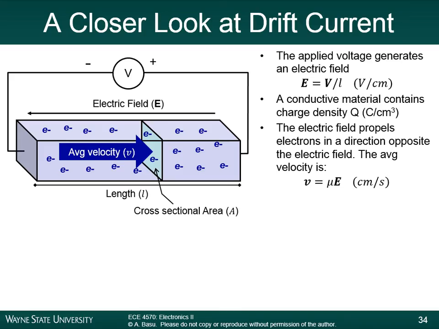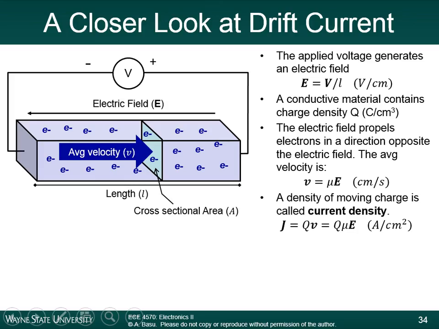Remember RC filters, low-pass filters? When you analyze the speed of circuits, every circuit ends up forming a low-pass filter. If you can reduce the resistance of that low-pass filter, then you can increase the speed. So the resistance actually comes down to the mobility of the material. All right, but I'm getting off topic here. Right now, let's just think about this: the electric field propels the electrons in a direction opposite the electric field. The average velocity is given by mu times E, and mu is a property of the material.